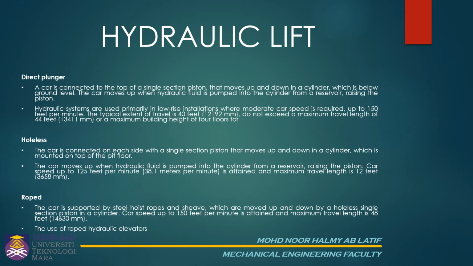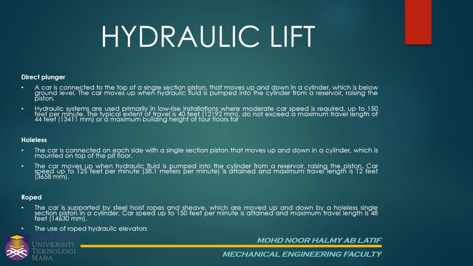For the holeless hydraulic lift, the car is connected on each side with a single section piston that moves up and down in a cylinder, which is mounted on top of the pit floor. The car moves up when hydraulic fluid is pumped into the cylinder from the reservoir, raising the piston. Car speed of up to 125 feet per minute is attained and maximum travel length is 12 feet.